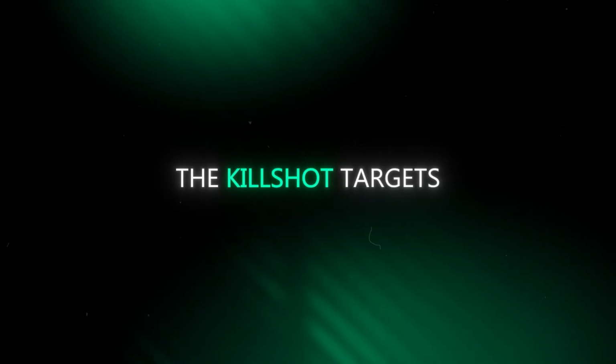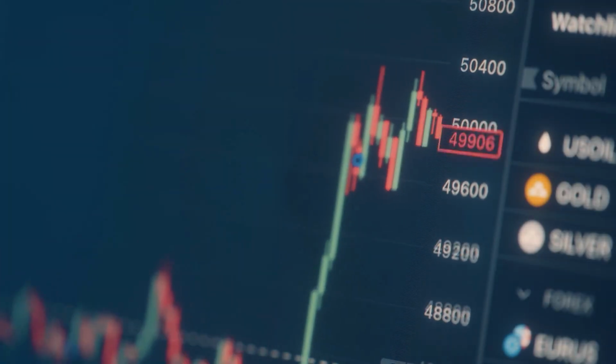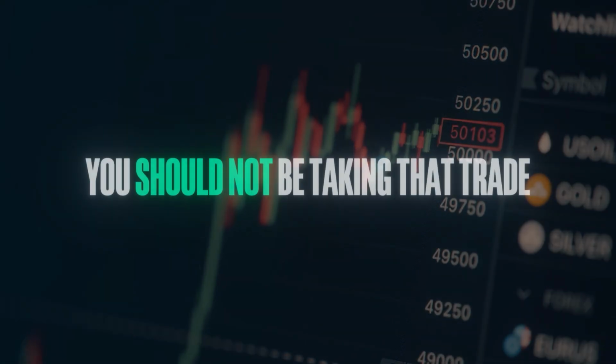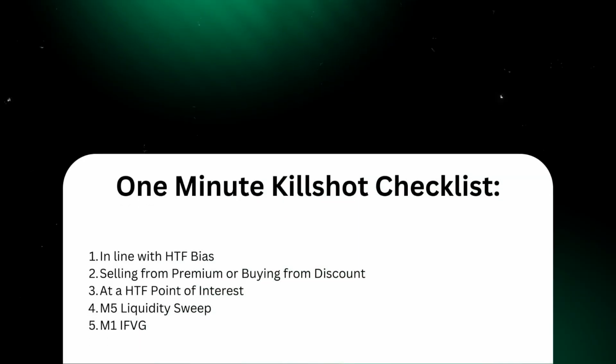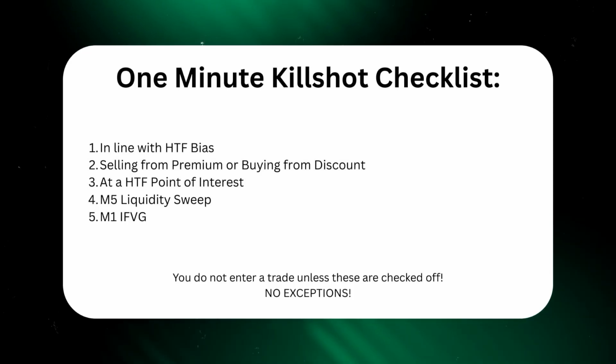The kill shot targets. This is extremely important because if you're going into a trade and you have no idea where you're going to target for your take profit, you should not be taking that trade. You need to have clear targets and always target those, and do not move them once you have targeted your profit levels. Your targets must be as high probability as your entry. Here is a list of some of the best kill shot targets I use every single day. Before we jump into the live kill shot example, that's what's coming up next.